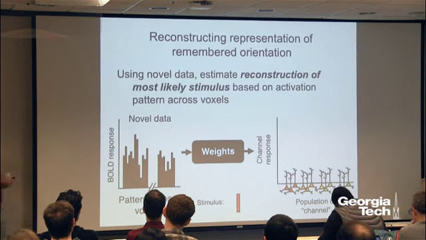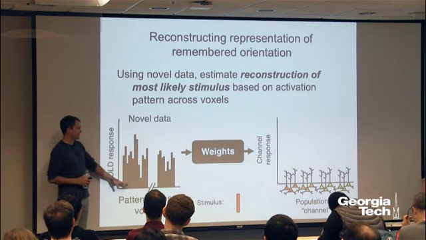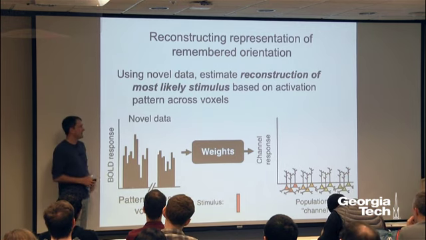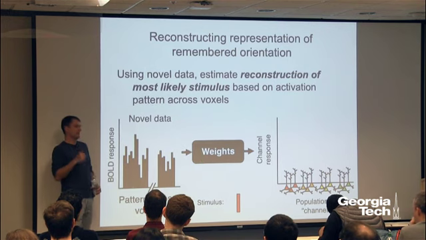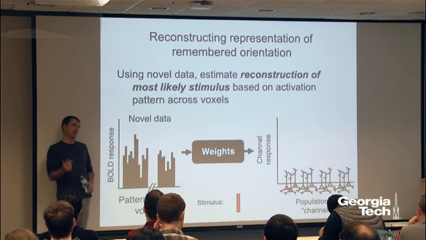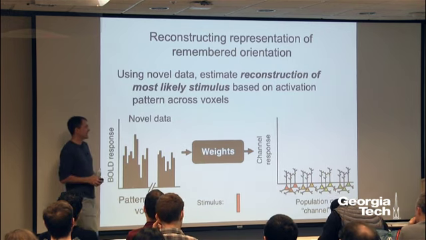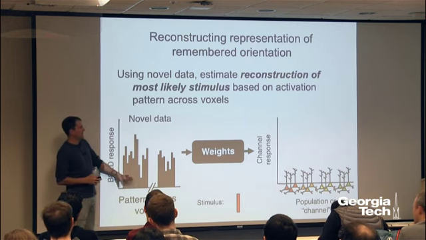Now, in the second part of this analysis, what we do is we take a pattern of activation across all the voxels in V1. So that's what we're looking at here. We've learned how selective each voxel is for each orientation in the first part. And that allows us to then say, okay, we've got an observed activation pattern.